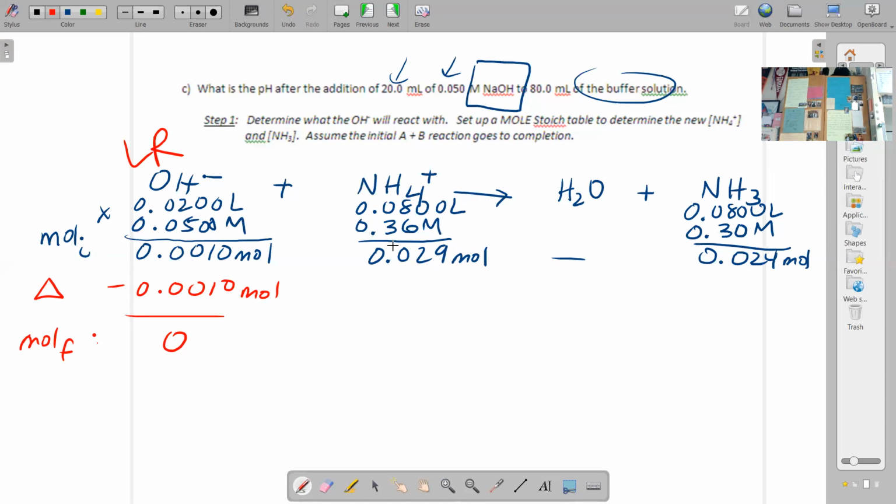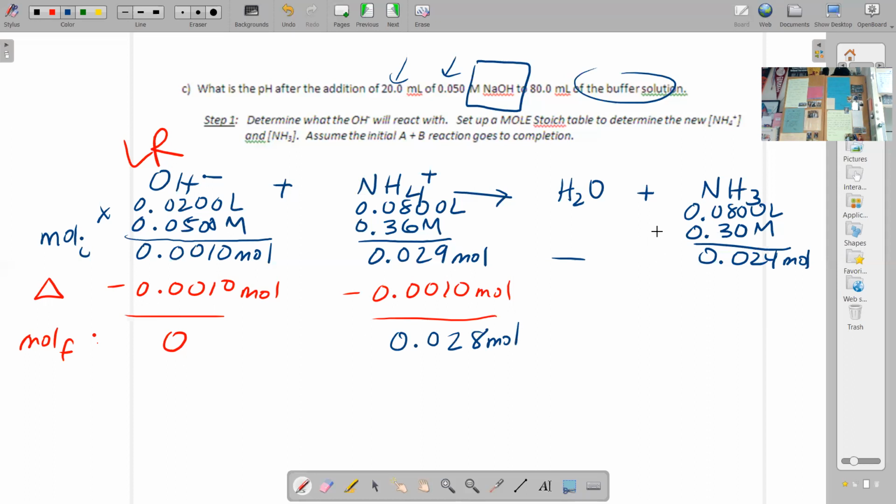Okay, well, here's the fun part. If all the OH minus is consumed, then what's going to happen to the NH4 plus? It's going to go down by 0.0010 as well. But there's going to be some left over. So if you subtract, how much NH4 plus will still be there? 0.028.